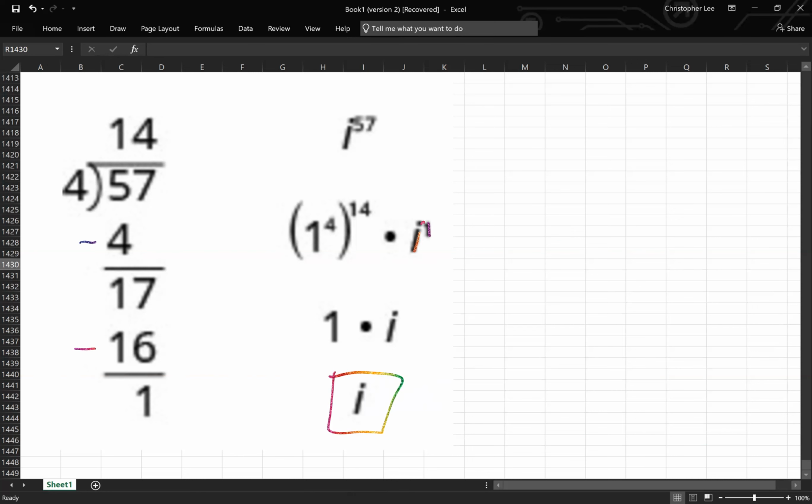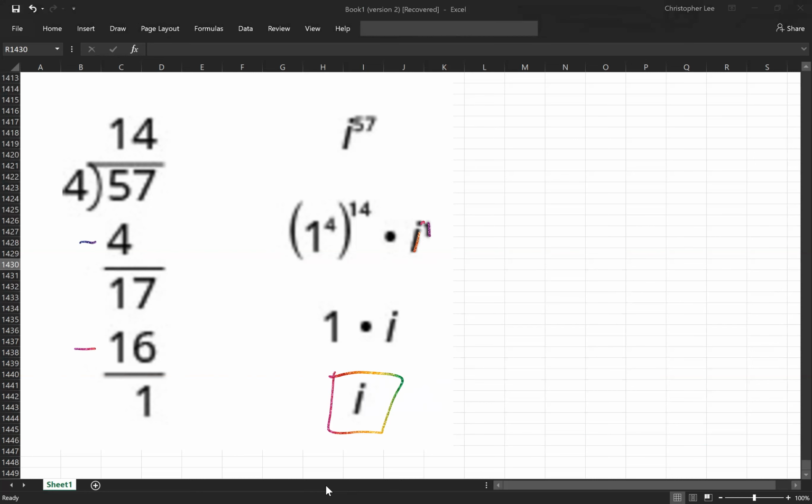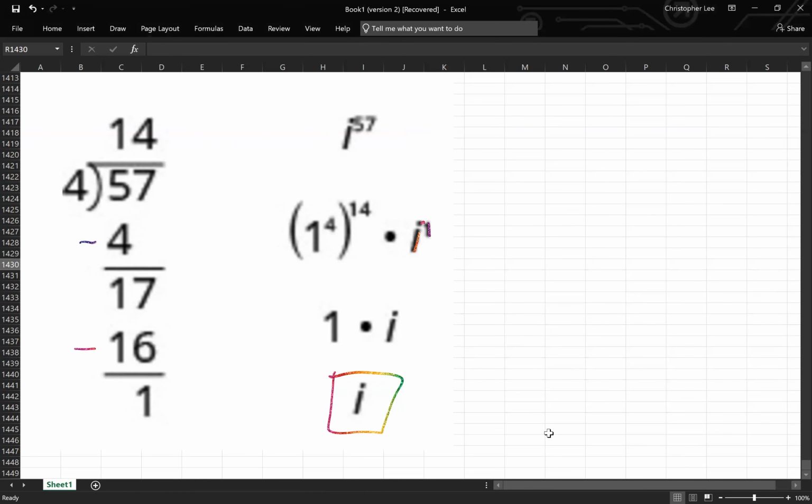So we're going to have questions where you have i to some random power, and then you're going to simplify it down, and it's either going to be one of 4 answers. It's either going to be i, i squared, i to the 3rd power, or i to the 4th power. One of those will be your answers. And you remember that i squared is -1, i to the 3rd power is negative i, and i to the 4th power is equal to positive 1.